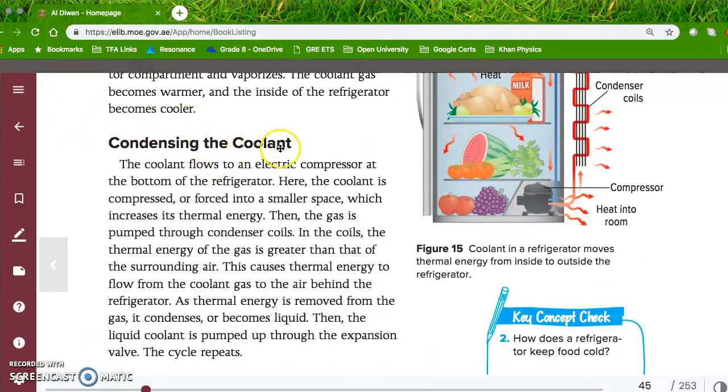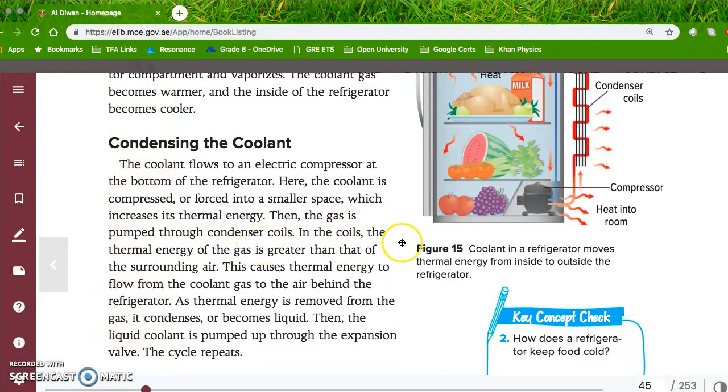Condensing the coolant. The coolant flows to an electric compressor at the bottom of the refrigerator. Here, the coolant is compressed or forced into a smaller space, which increases its thermal energy. Then, the gas is pumped through condenser coils.